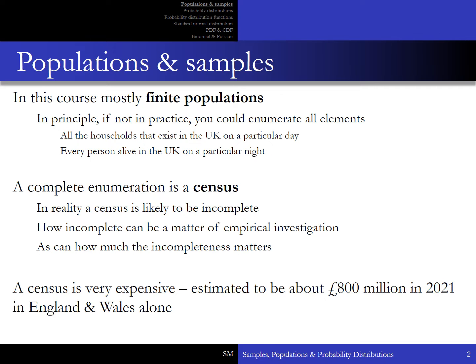A complete enumeration of a population is called a census. In reality, a census is likely to be incomplete. How incomplete it is can be a matter of empirical investigation, as can how much the incompleteness matters. A census can be very expensive. The recent census in England and Wales in 2021 is estimated to have cost about £800 million.